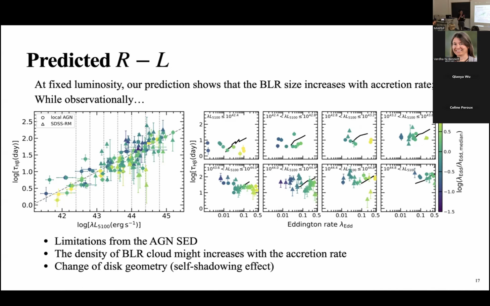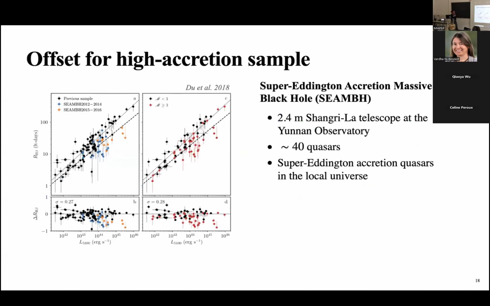And also, if you consider the self-shadowing effect, the change of the geometry, things will get even messier. But it could still explain the kind of decreasing trend that we see in the observation. As I mentioned, in the higher accretion case, the disk would puff up and become a slim disk. And here there's an RM campaign only on super-Eddington accretion rate quasars, and you can see that, compared to the traditional R-L relation, their sample shows a significant offset from the traditional R-L relation.